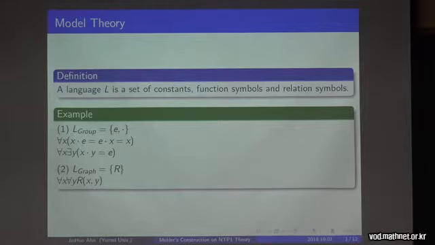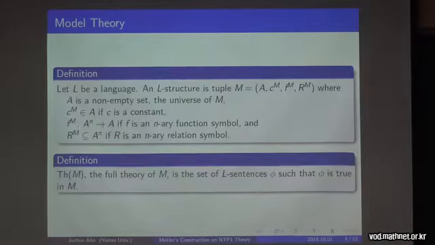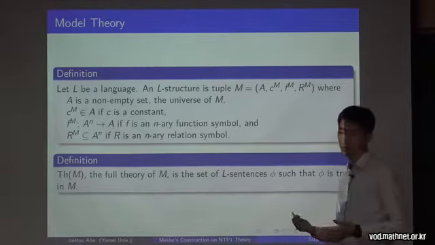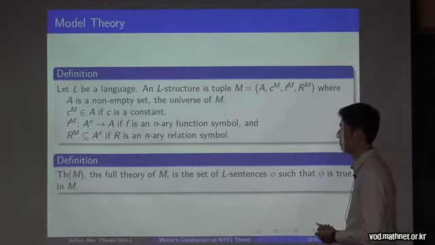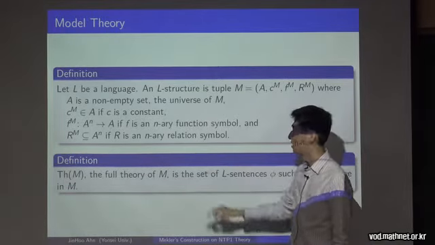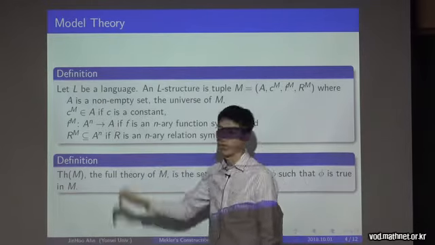Because we defined a language, the next thing is a structure. Please look at the definition. Let L be a language. An L-structure is a tuple M consisting of A, C, F, and R, where A is a non-empty set. We will call this A the universe of M. And items 1 to 3 are the constants, functions, and relations, which were already in the language L.